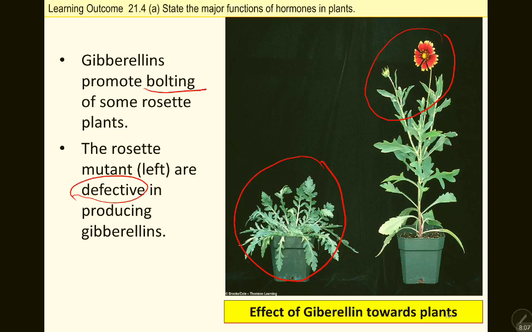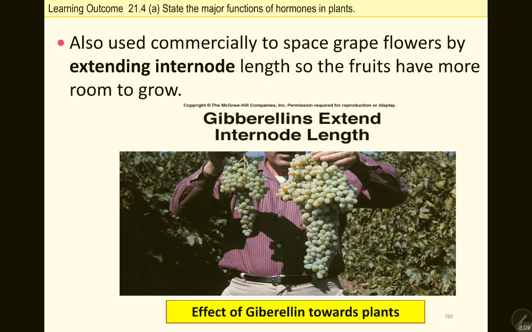Okay, understand? Also, gibberellin is used to extend the internode, so the fruits have more room to grow. Internode means from one node to another node. So with gibberellin, the internode becomes longer. When the internode becomes longer, the fruits have more room to grow. So this is the effect.